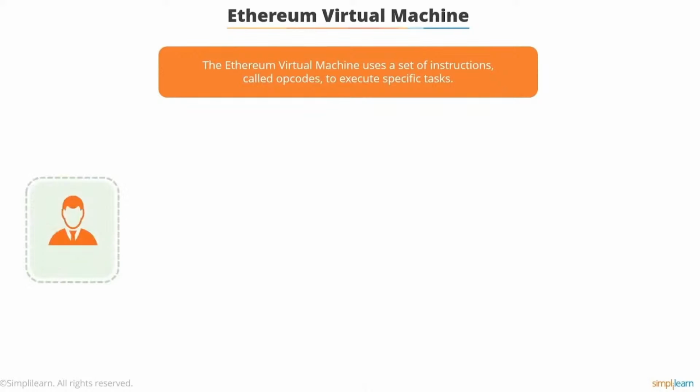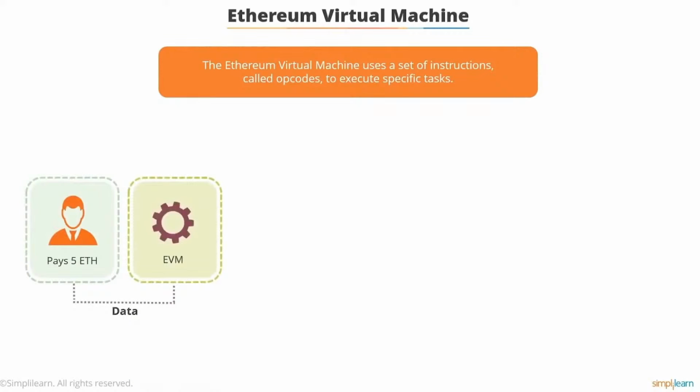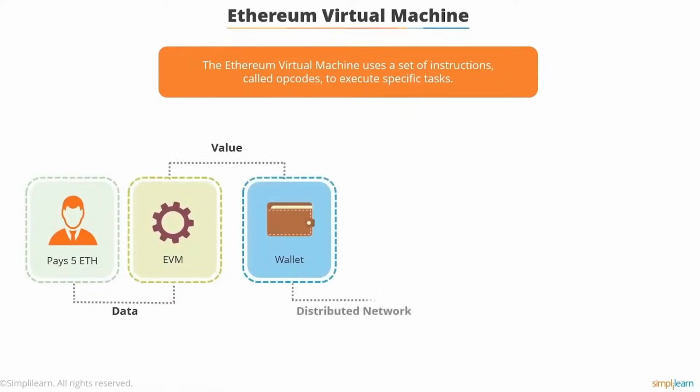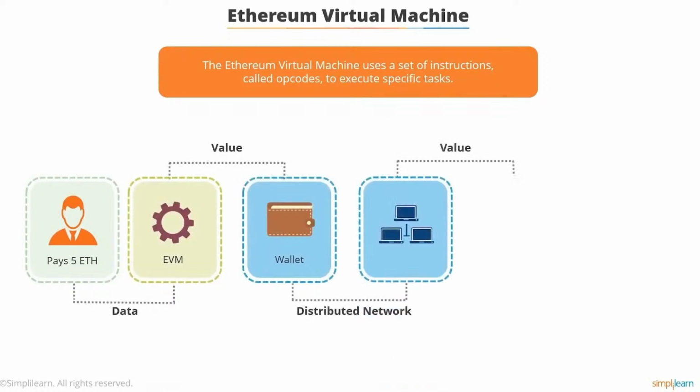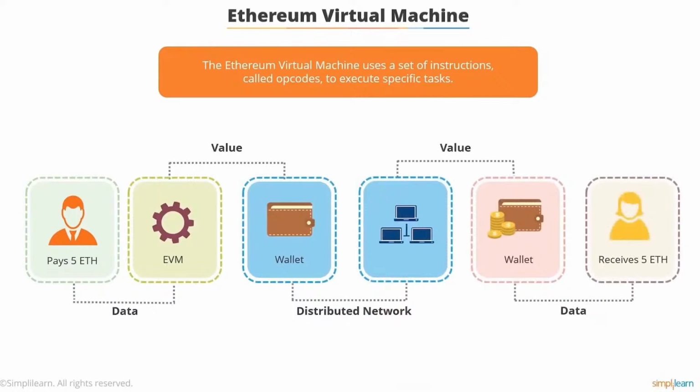Thus, if a user triggers a transaction of 5 ETH using his desktop wallet, the wallet sends the message to the EVM, which connects with the wallet address on the Ethereum network to process the transaction and send it to the receiver. Smart contracts are written in Ethereum-specific programming languages. Let's learn more about these languages.